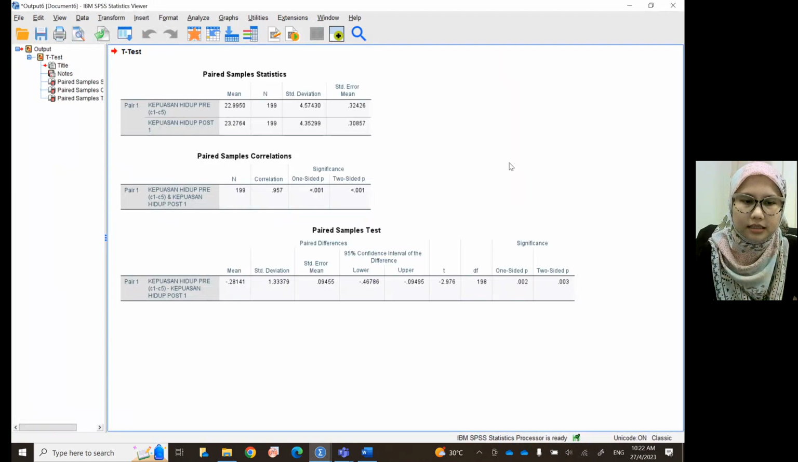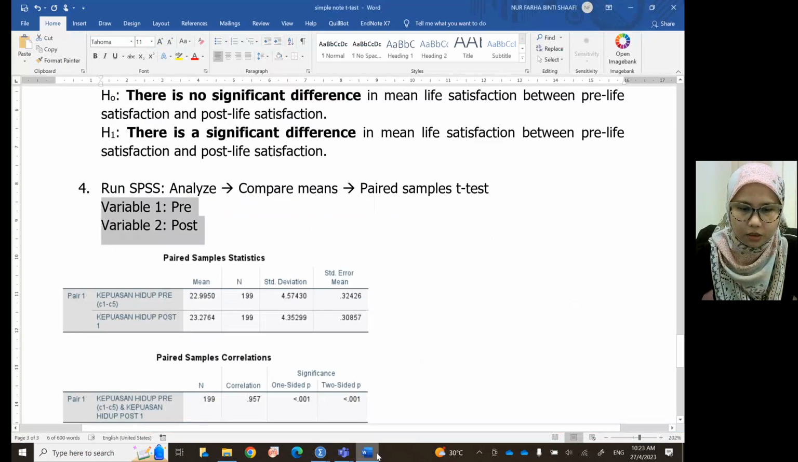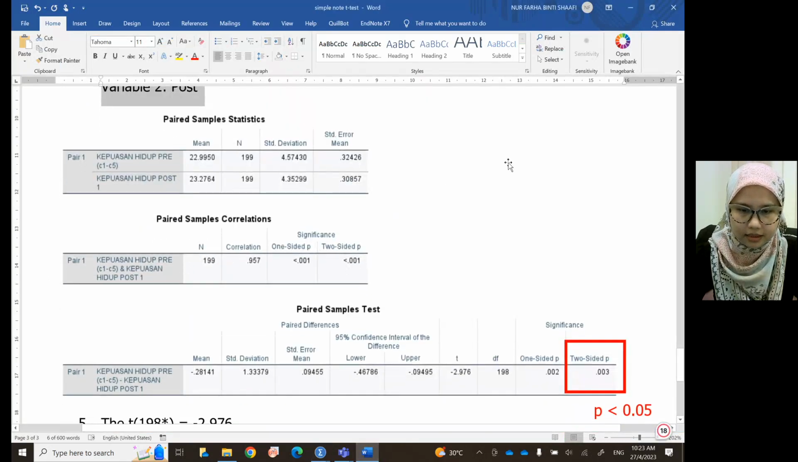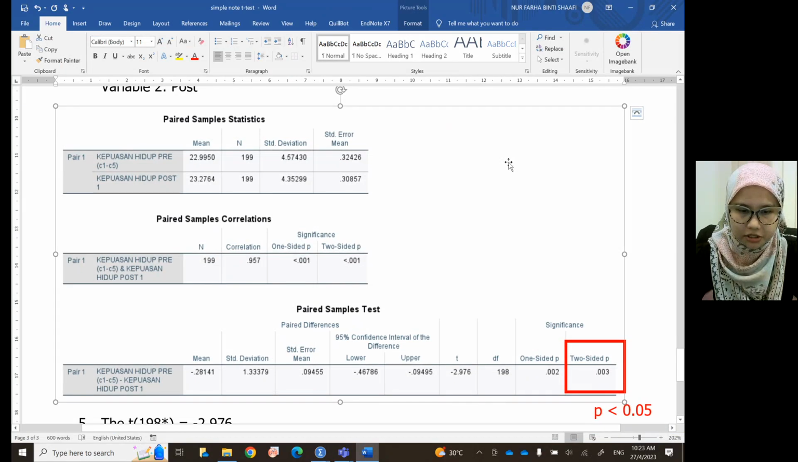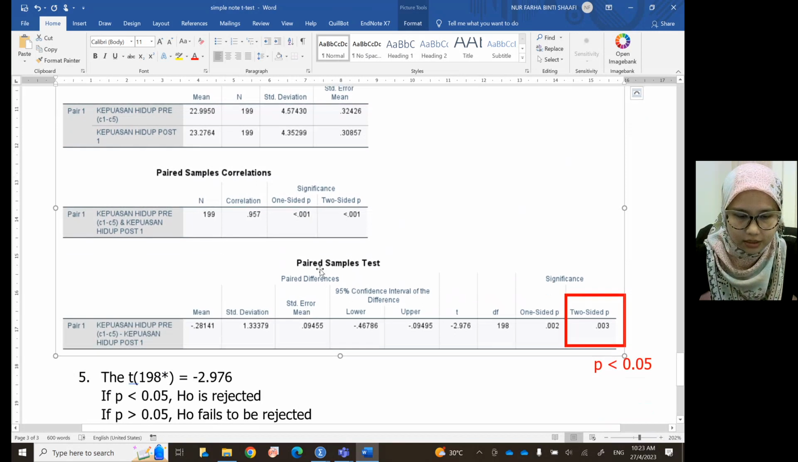This is the output for the paired sample t-test. Again, I have taken a screenshot and pasted it in Microsoft Word. So this is the screenshot image, and you have the output. Straightaway, this is the mean, this is the standard deviation you can refer to, and then we go straight to the paired sample t-test analysis output.